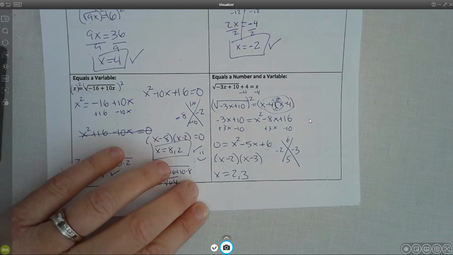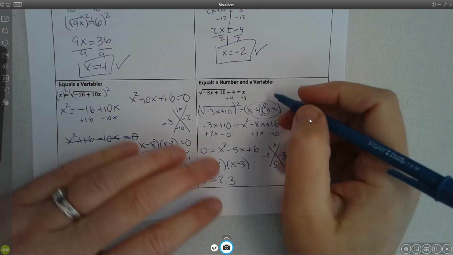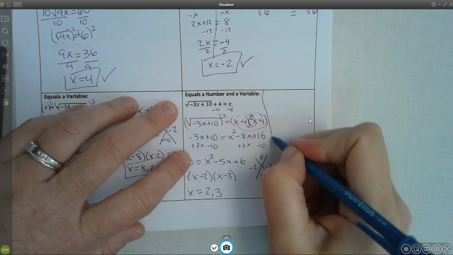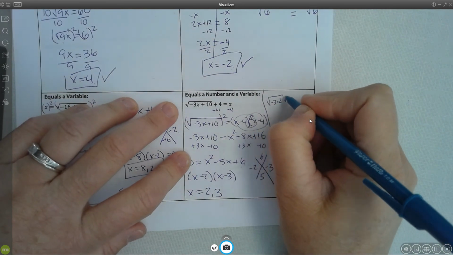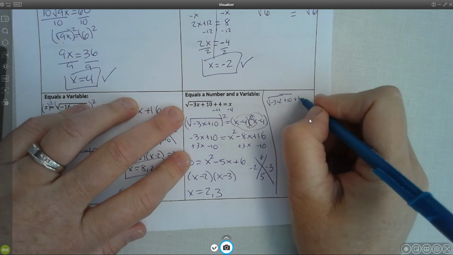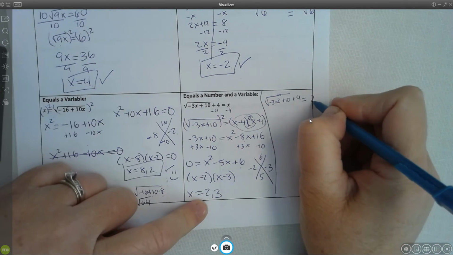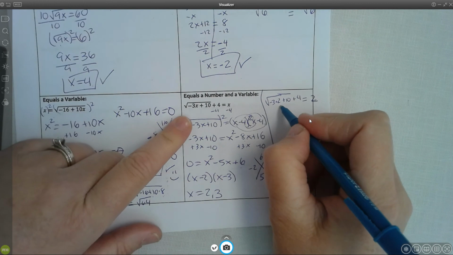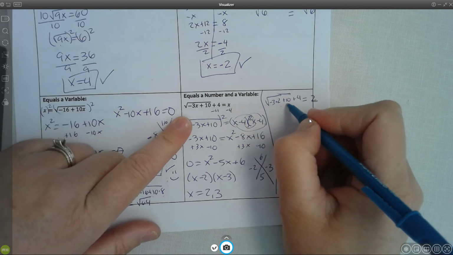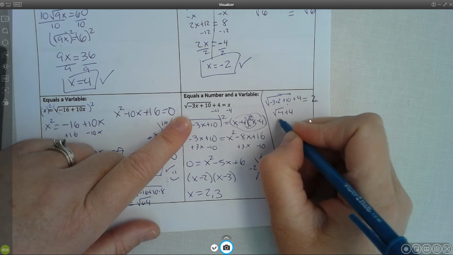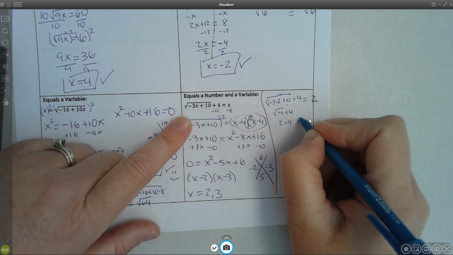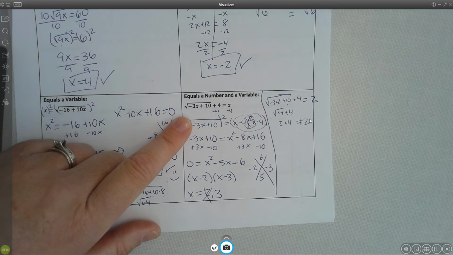So let's check to see if they work. So I'm going to plug in 2. So here, I'm plugging it over here. And I need that to equal 2. Let's see if that's true. Negative 6 plus 10 would be 4. So square root of 4 plus 4. So that's 2 plus 4. That does not equal 2. So 2 is not a real solution.